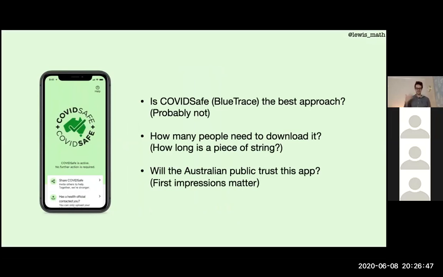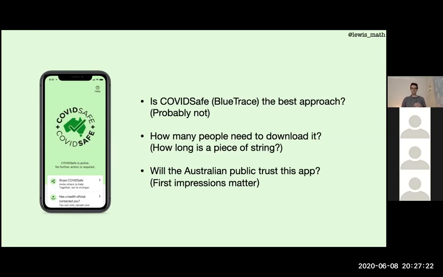COVID safe uses the same Bluetooth-based approach as the Singapore app. The protocol is called Blue Trace. And so you can ask, is that the best way that we could be doing contact tracing? That's probably not. There's been plenty of debate in the media, if you've been keeping up with it, about the privacy aspects around COVID safe, which I won't go into here, but there probably are better ways to do it. Of course, there always are. It's not the worst approach in the world, probably either.